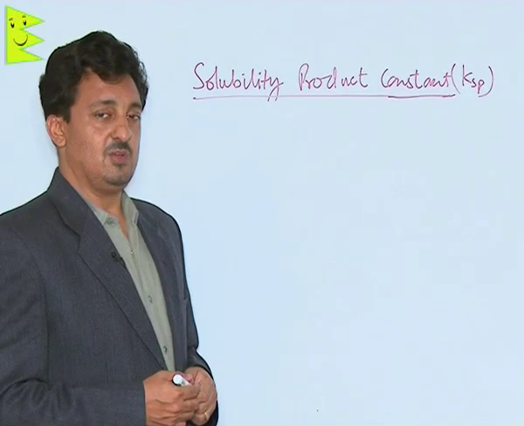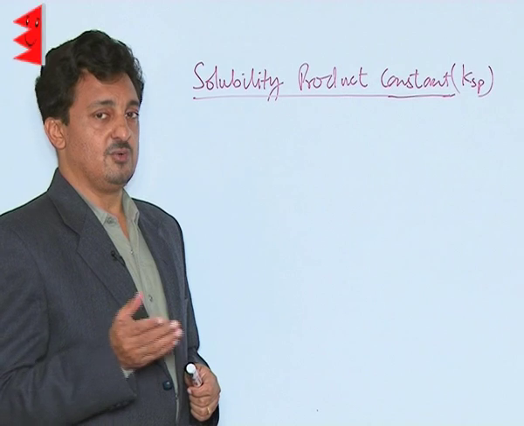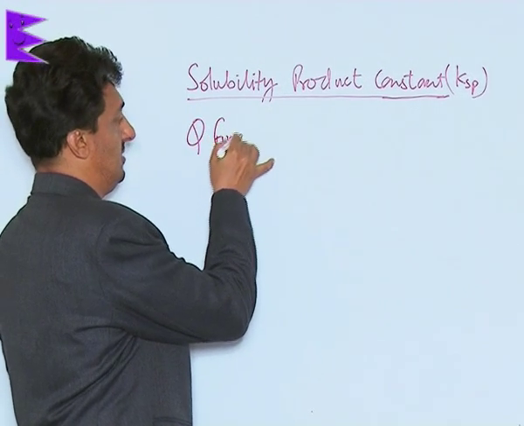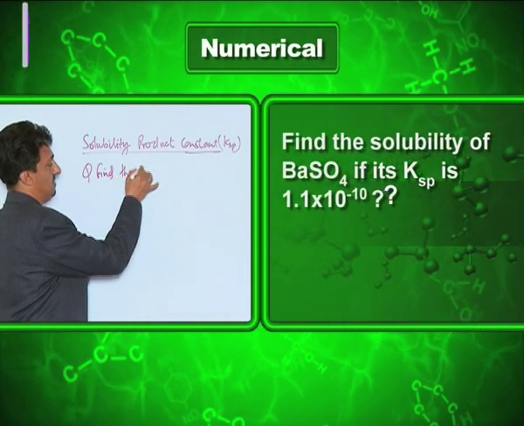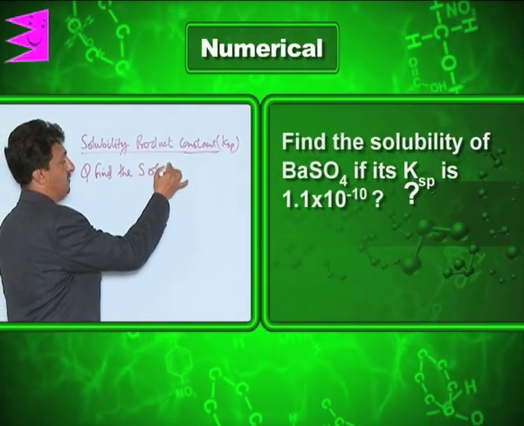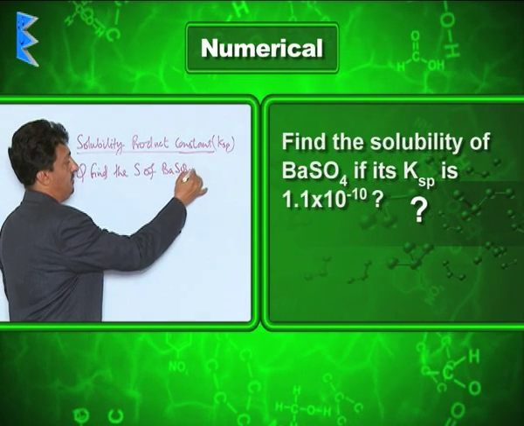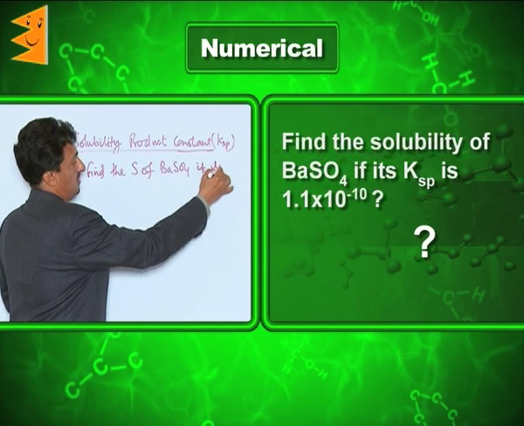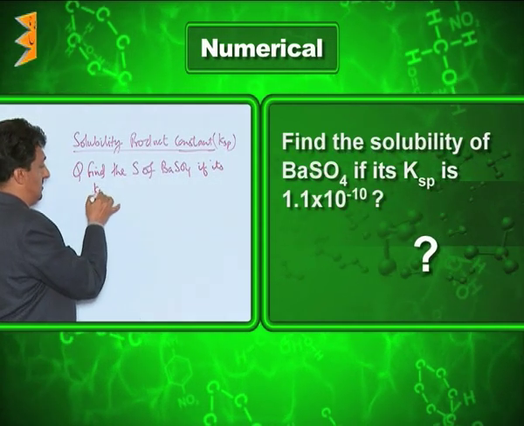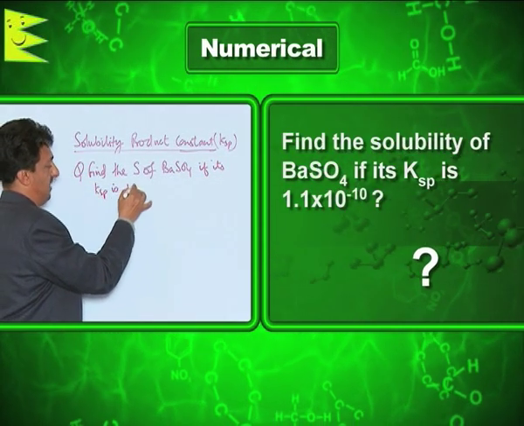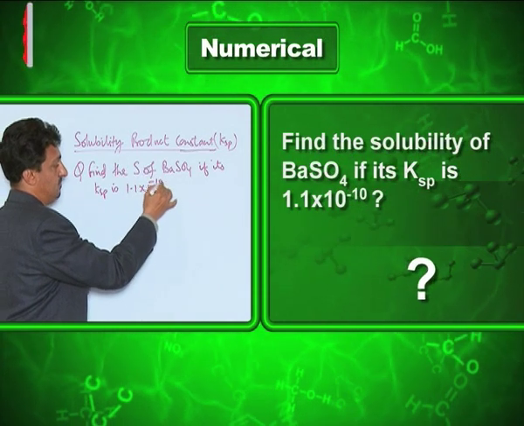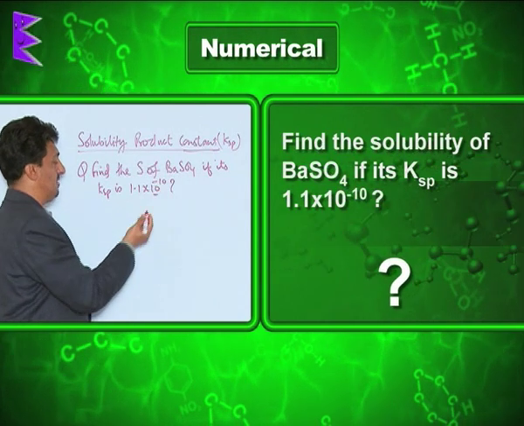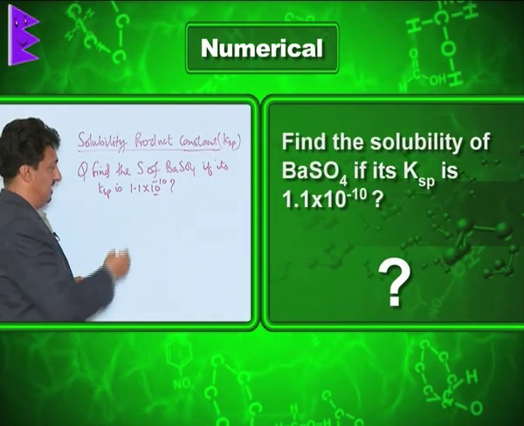Now let us do a numerical to understand how solubility is related to Ksp. The numerical is: find the solubility of barium sulfate if its Ksp is 1.1 into 10 to the power minus 10. Now, how can you find out the solubility of barium sulfate?